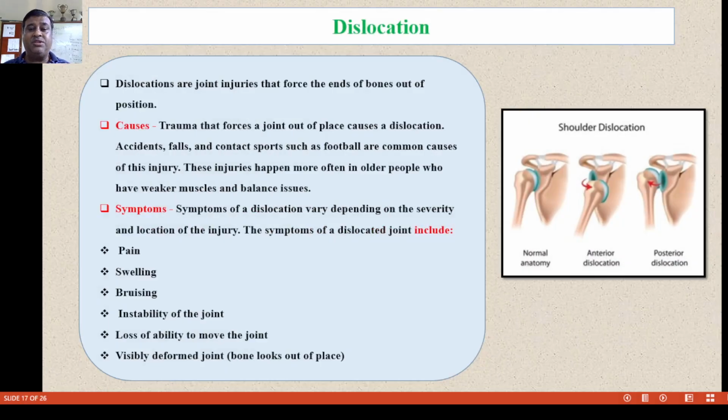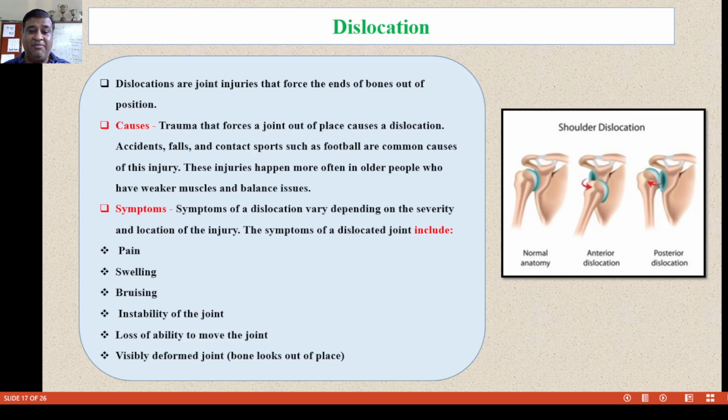Dislocation is when the bones at the articulation of a joint are displaced from one joint to another. What are the causes? The causes are traumatic forces to the joint, pushing it out of place. Causes of dislocation include accidental falls and contact sports such as football, which are common causes of injuries. These injuries mostly happen in older people who have weaker muscles or balance problems.